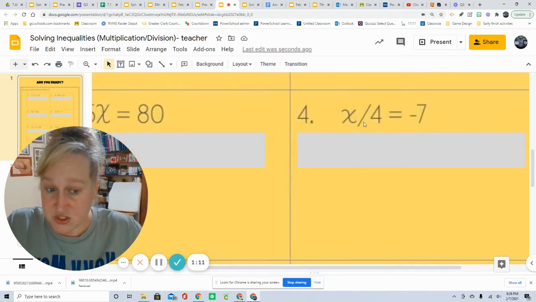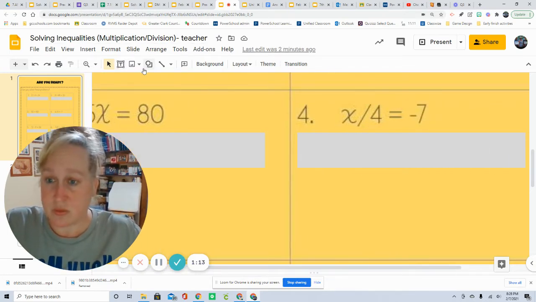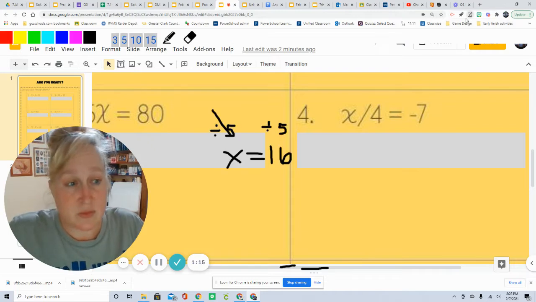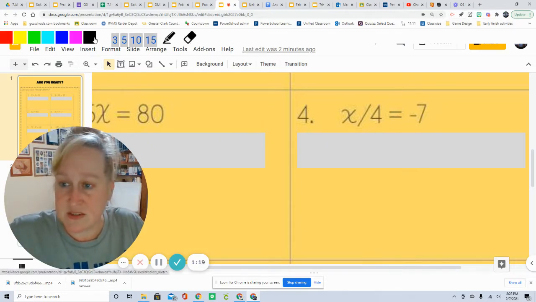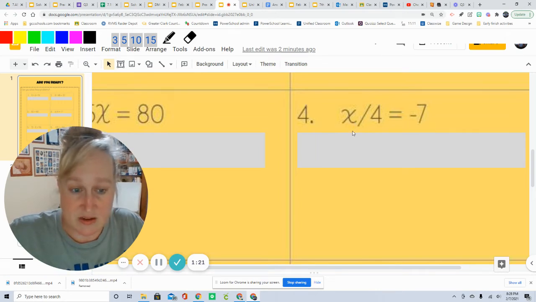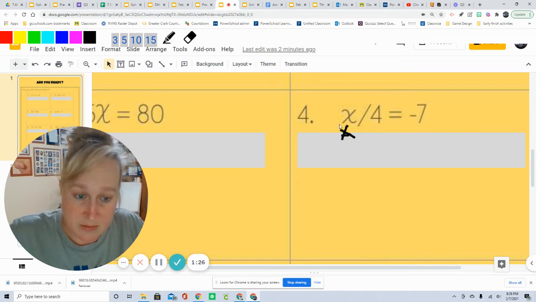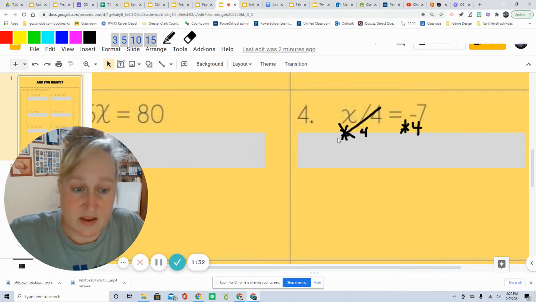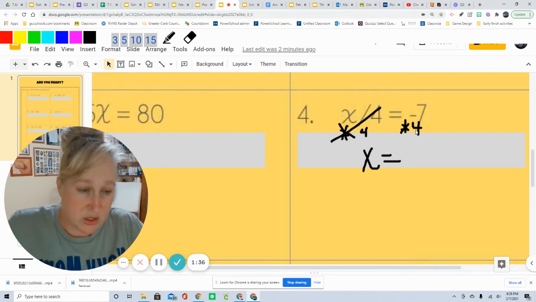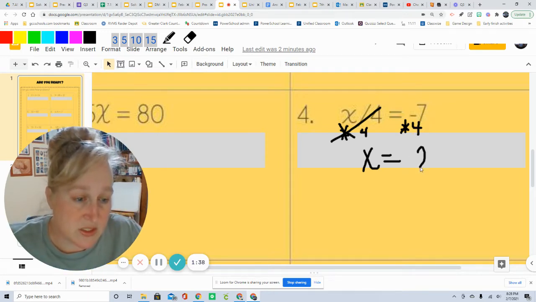Let's do one with a division problem over here just to make sure that we're remembering. If you don't need this part, scroll until we get to the next section. But this one is a division problem. So instead of dividing, I'm going to do the opposite. I'm going to multiply by 4 and multiply by 4. And that cancels the two 4s. You're left with x equals negative 4 times 7 is 28.